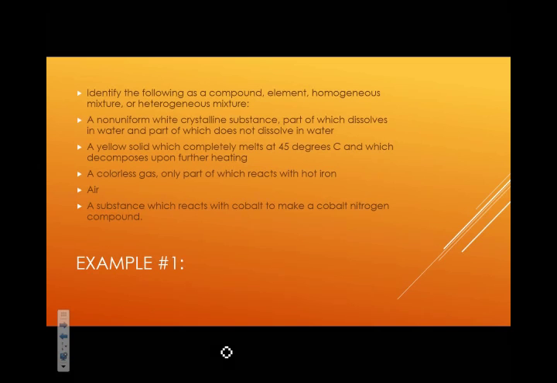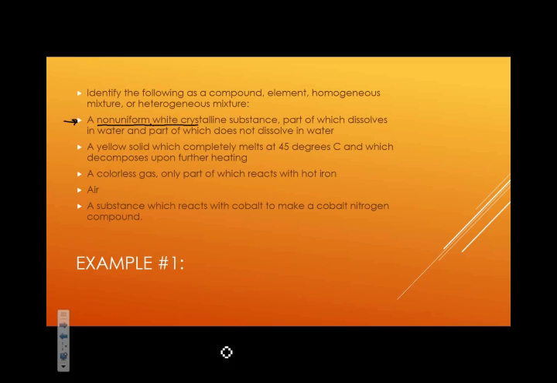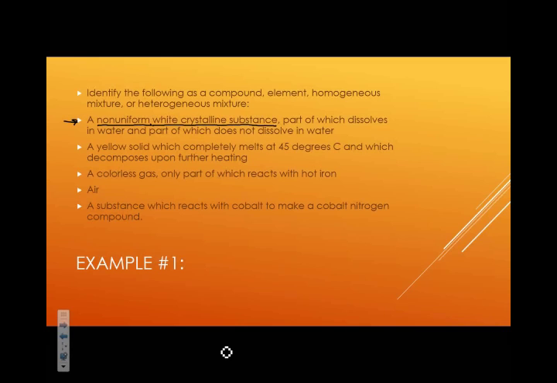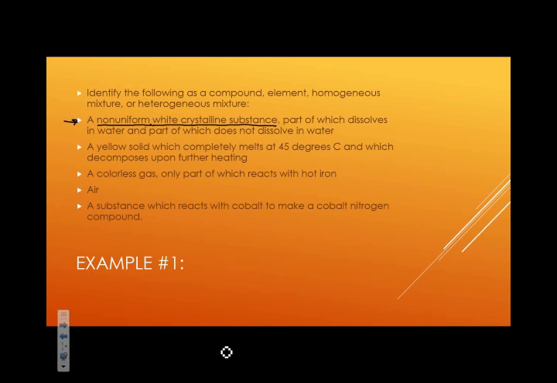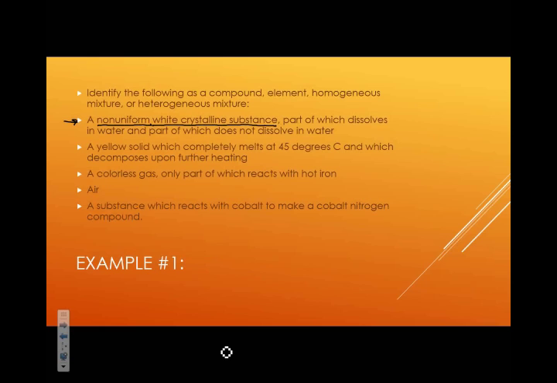Okay, so in this first example, we have a non-uniform... Non-uniform. That's telling me that I'm not looking at all the same stuff. It's a white crystalline substance, but clearly there's visibly more than just white crystalline going on. So that gives me a hint that I'm looking at not a pure substance, and in fact that I'm probably looking at a mixture, I'm probably looking at a heterogeneous mixture. But let's keep reading to see if we get some more information.